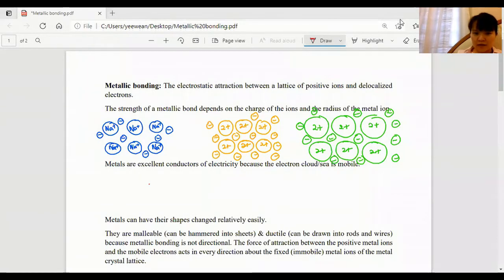If the radius is smaller, the metallic bond would be stronger. Metals are good conductors of electricity because of this delocalized cloud or sea of electrons. The electrons are mobile, so they can conduct electricity.